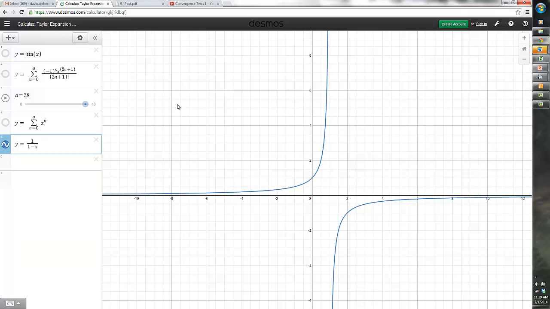So in summary, interval of convergence just means the domain of x values for which the Taylor series equals the original function it's supposed to represent. Okay, with that in mind, let's work some problems.